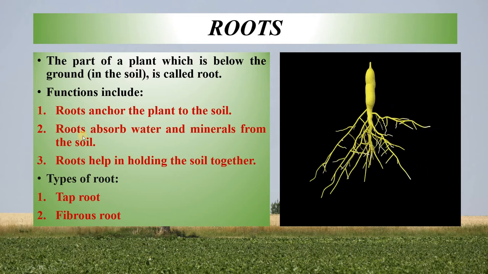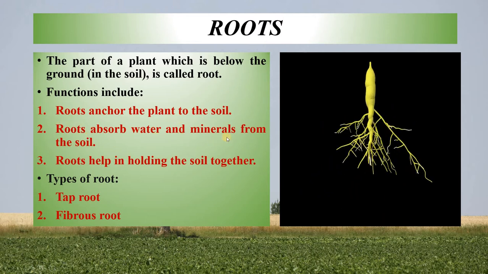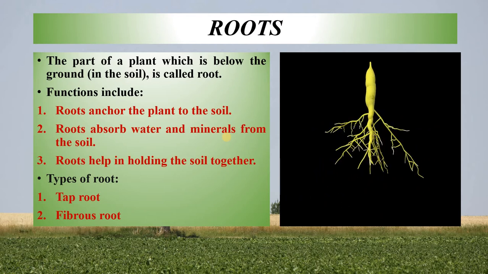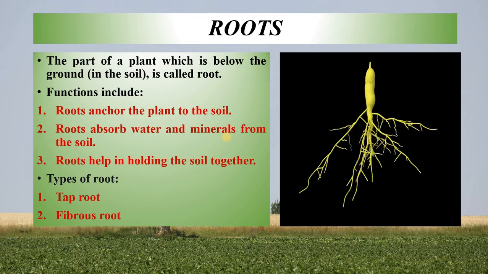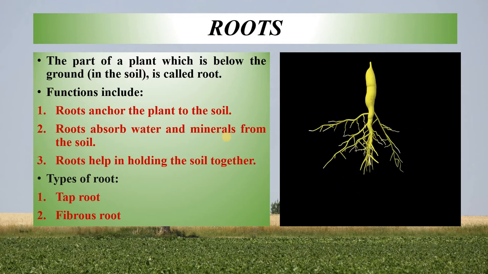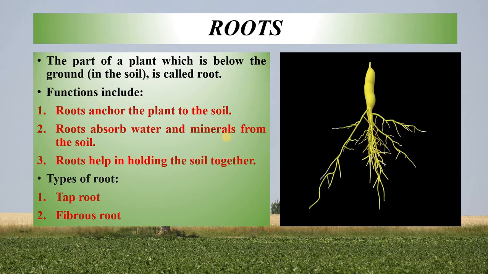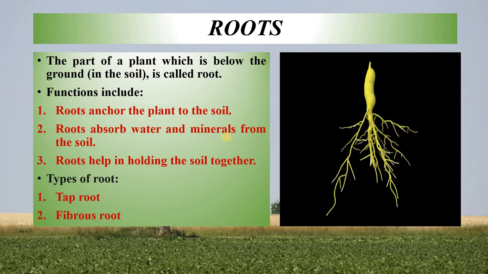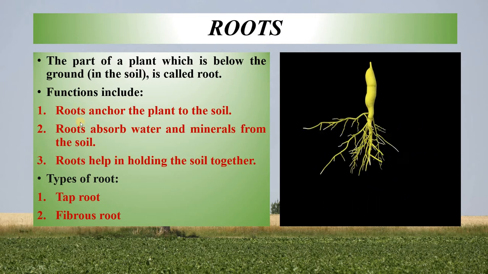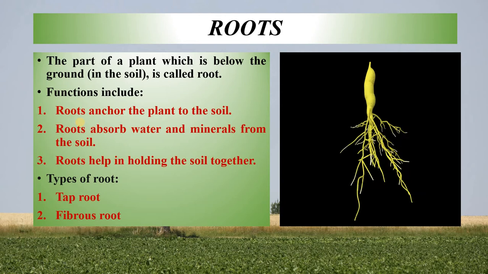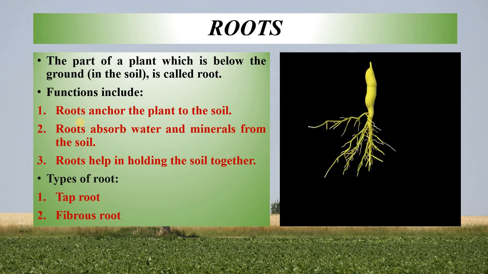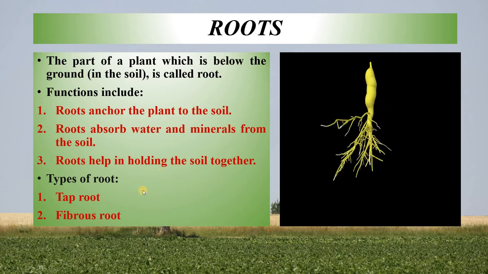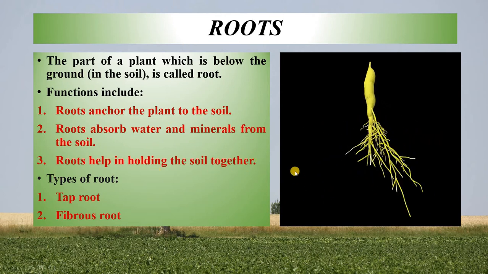Number two, root absorbs water and minerals from the soil. Water and minerals are present in the soil. You all know that water is required for the process of photosynthesis by the plant, and the plants get this water from the soil. The organ that absorbs the water is the root. This water is pulled upwards and reaches the leaves. Number three, root helps in holding the soil together.